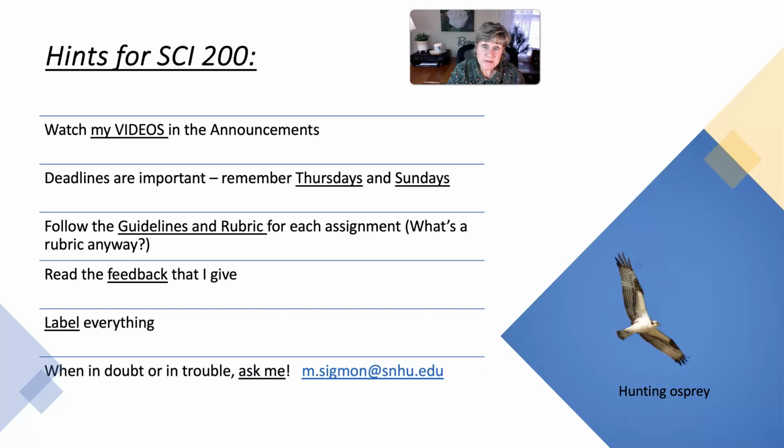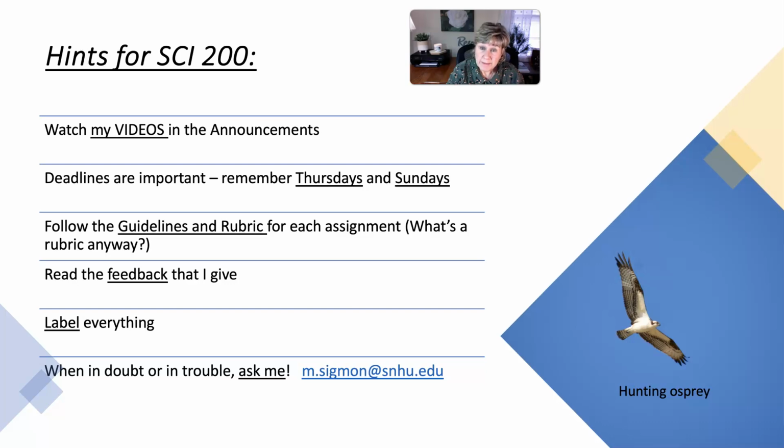Deadlines are important, Thursdays and Sundays. Everything is due on Sunday except that initial discussion board post, which is due on Thursday. Follow the guidelines and rubric for each assignment. So what the heck are those? The rubric is how I grade, right? You have to have this information, that information, that information. And then how well you do each of those is what I choose. So the rubric is the grading form. The guidelines are the instructions. They tell you what you need to do, how you need to do it, where you need to upload it, all that sort of thing. So guidelines are terribly important.